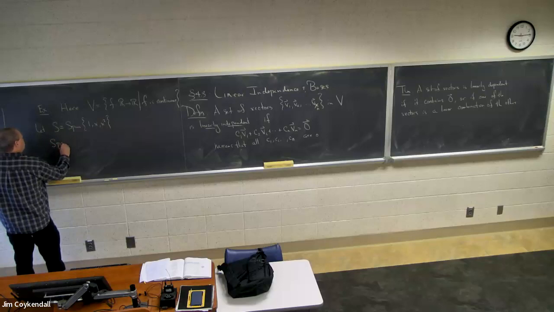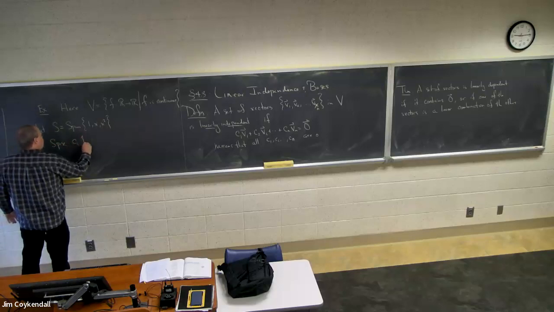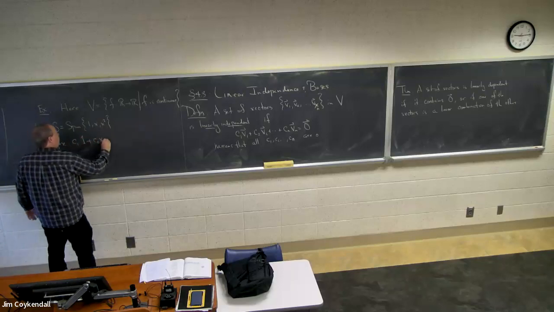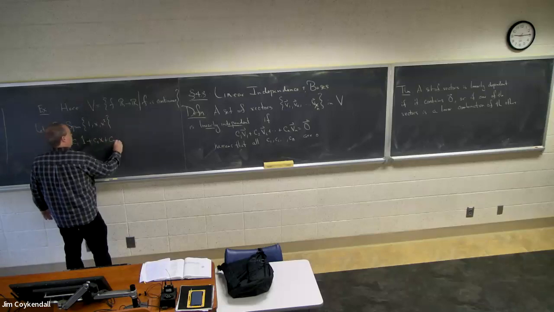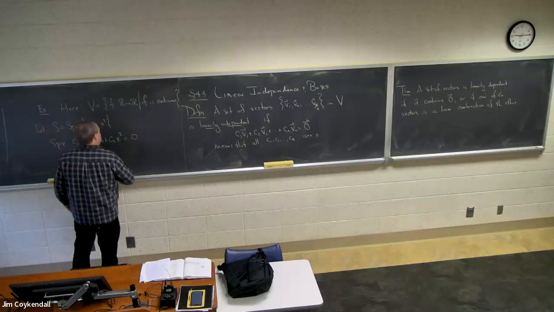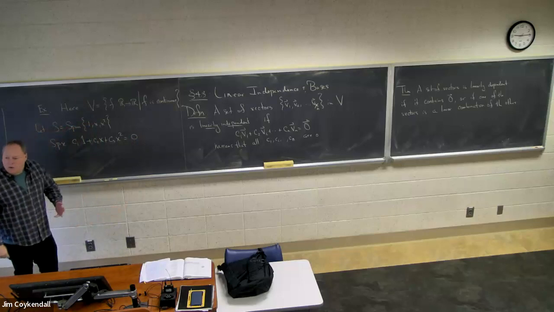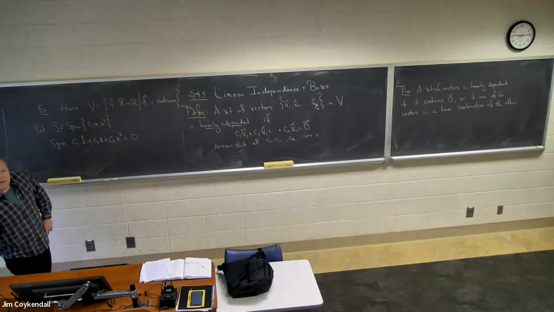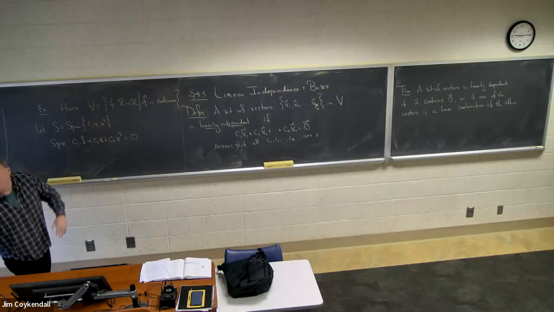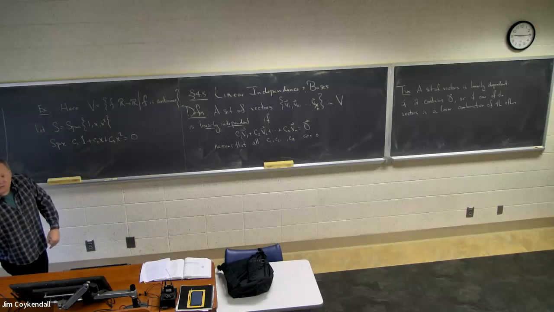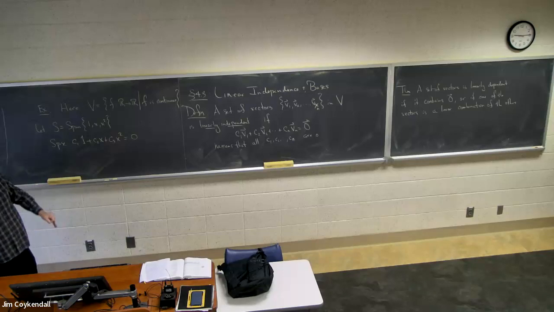Suppose C1 times 1 plus C2 times x plus C3 times x squared is equal to the 0 vector. What is the 0 vector in the space of continuous functions? It's just the 0 function. Y equals 0. There it is. That's the function you can add to any other function and it leaves it alone. Everybody okay with it?